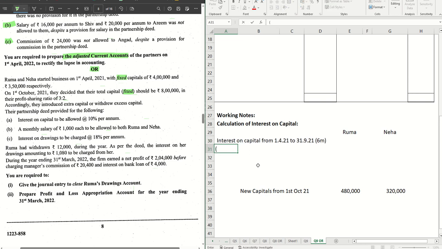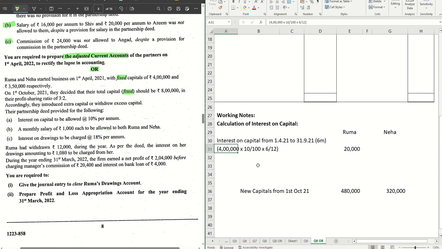How much will that be? That will be calculated on 4 lakhs multiplied by 10 by 100, multiplied by 6 by 12, right? This will give us the interest for the first 6 months. So let's calculate that here as well. That's 20,000.